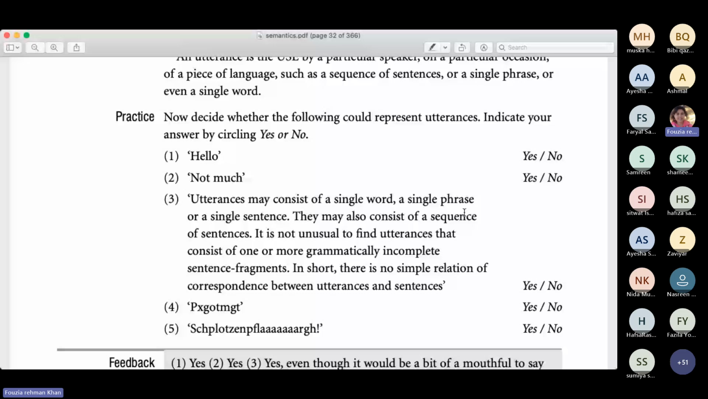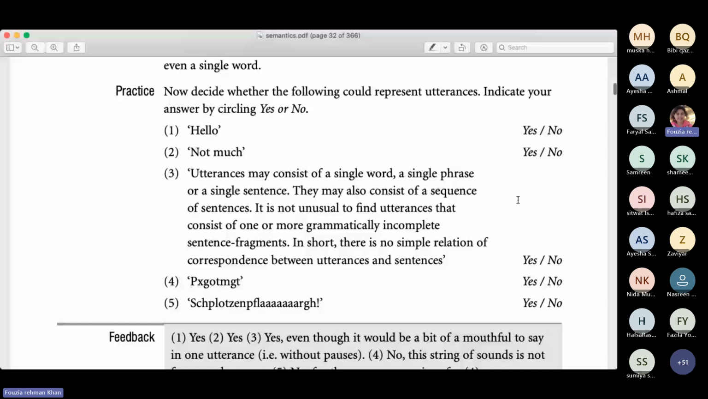An utterance may consist of a single word, a simple phrase, or a single sentence. This we have done. They may also consist of a sequence of sentences. It is not unusual to find utterances that consist of one or more grammatically incomplete sentence fragments, right? This is the difference. Utterances can be incomplete. Utterances sometimes can be grammatically incorrect. Okay, in fluency sometimes we do not take care of the grammar, right?